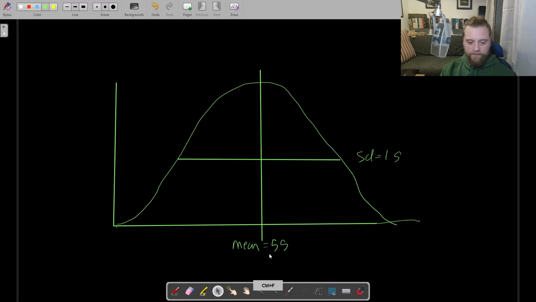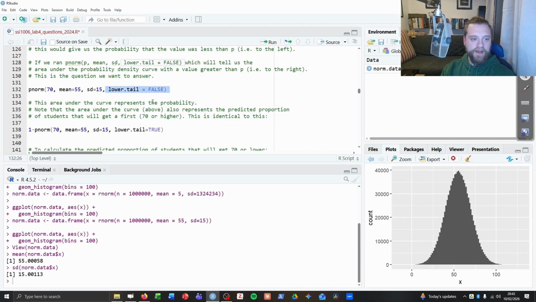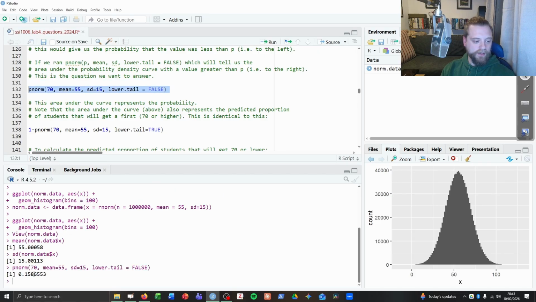So if we say that we have a line around here, and that this is what we call our x value, and that's 70. So we specified 70, a mean of 55, and a standard deviation of 15. And we'll come back to this lower tail thing in a moment. So if we run that, what answer do we get? Well, we get 0.158.